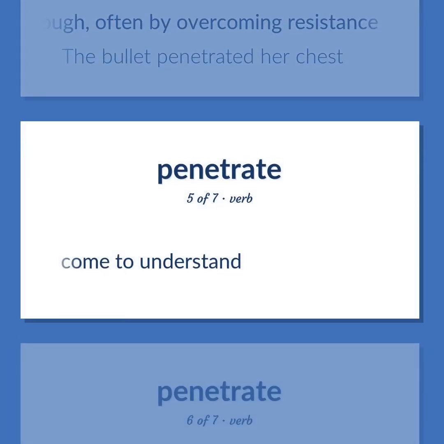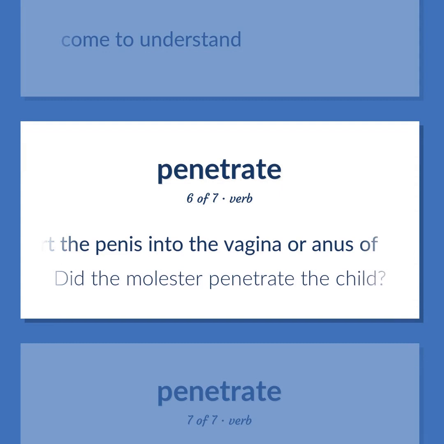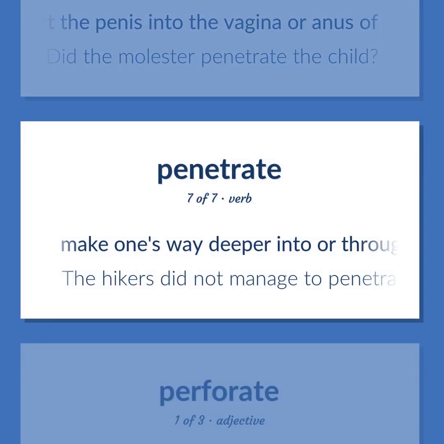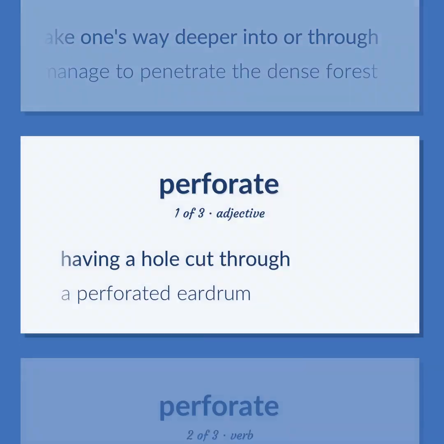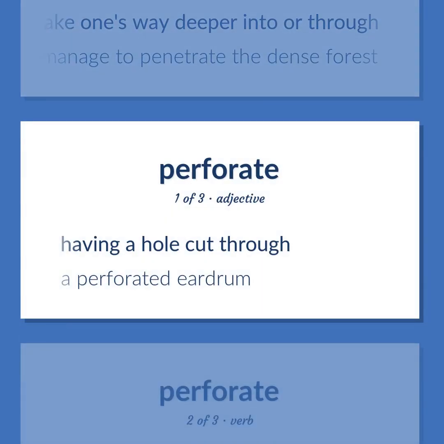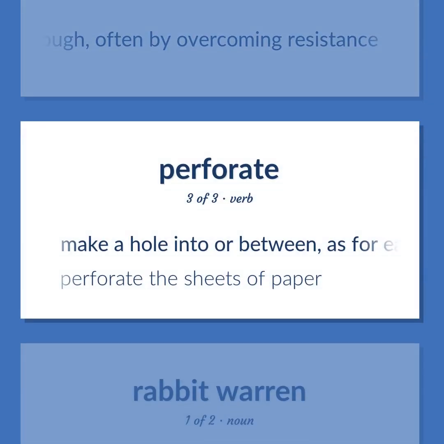Come to understand. Insert the penis into the vagina or anus of. Did the molester penetrate the child? Make one's way deeper into or through. The hikers did not manage to penetrate the dense forest. Having a hole cut through. A perforated eardrum. Pass into or through, often by overcoming resistance. Make a hole into or between, as for ease of separation. Perforate the sheets of paper.